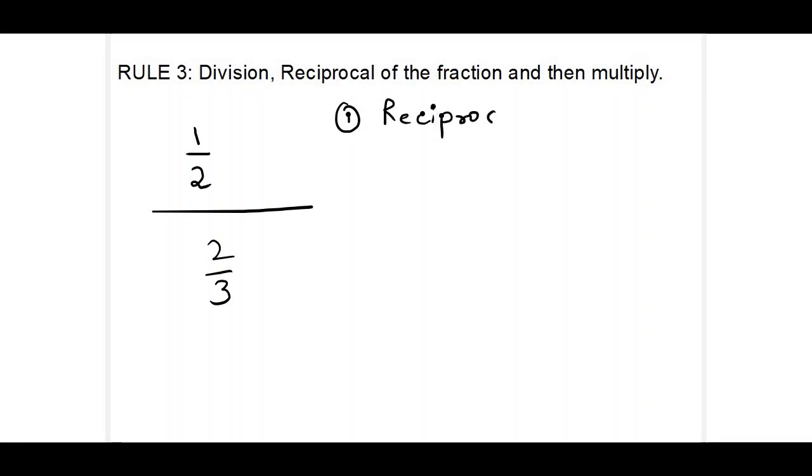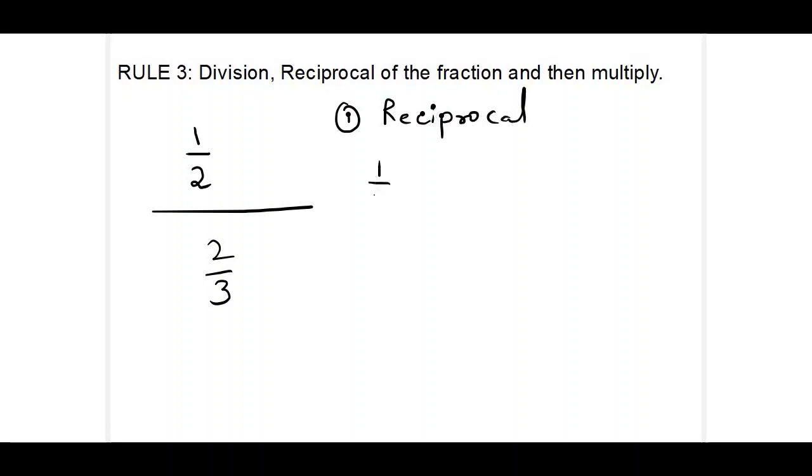Next is the division. The division part is also simple, but you need to be a little careful. I am taking an example. 1 by 2 is one fraction. Then we have the second fraction as 2 by 3. So how can we solve it? Just take the reciprocal and multiply. So the first step is reciprocal. Just take the reciprocal of the given fraction.